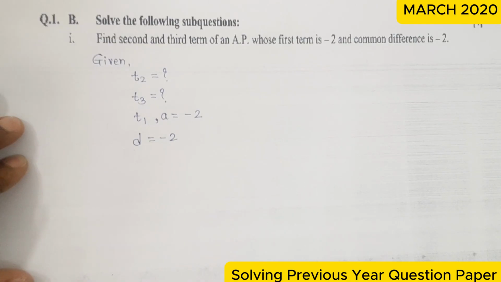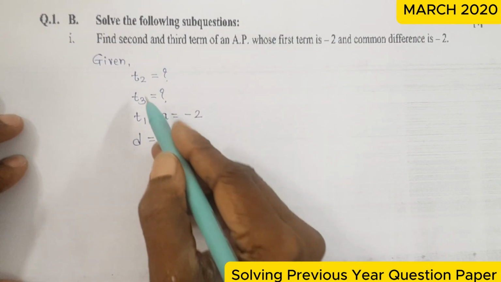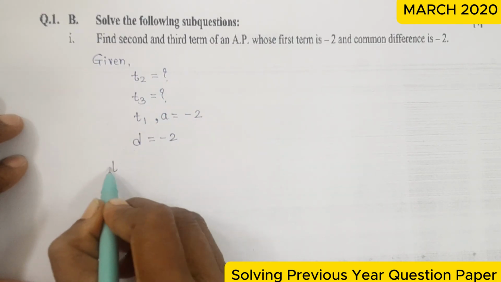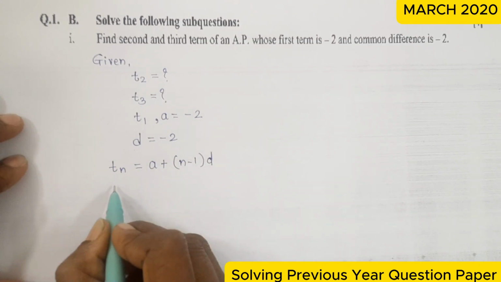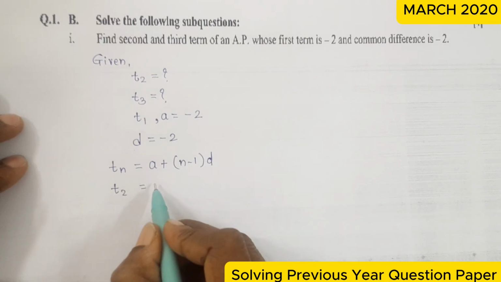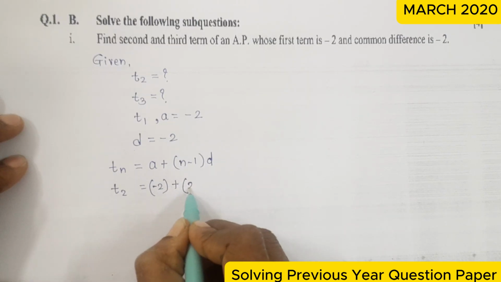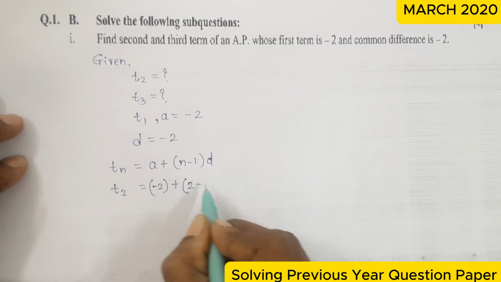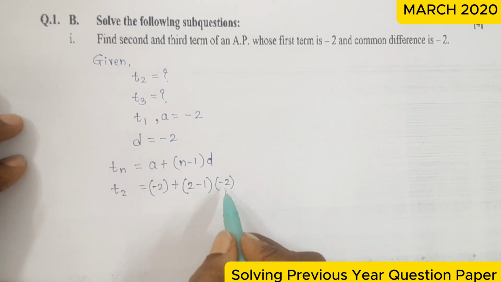Okay students, now this is the example from AP, arithmetic progression. So here we use the TN formula. TN is equal to A plus (N minus 1)D. So here students, T2 is equal to A, what is the A? That is -2, plus here we have to calculate T2, so n is equal to 2, so (2 minus 1), and here D, that is -2. Students, the value of D, place in a bracket, otherwise it will be a wrong answer.